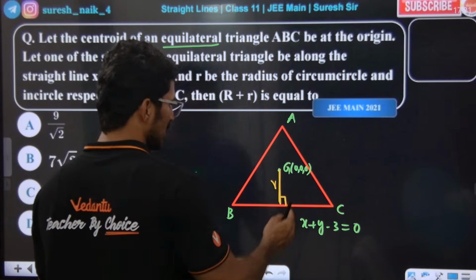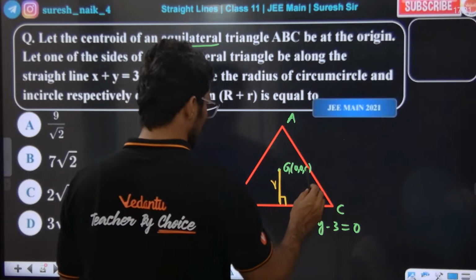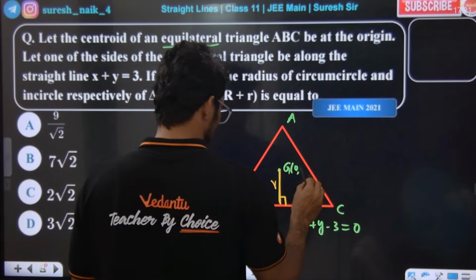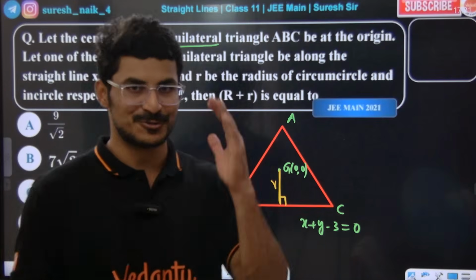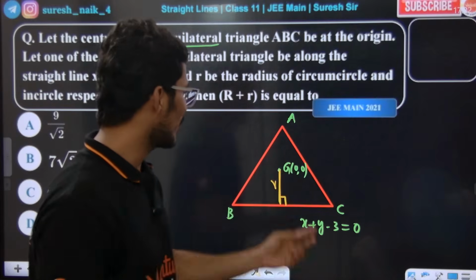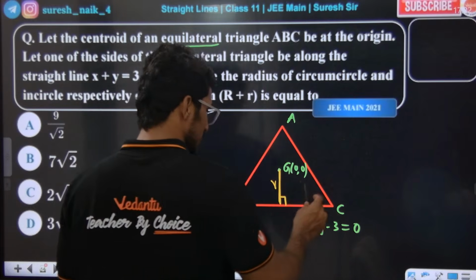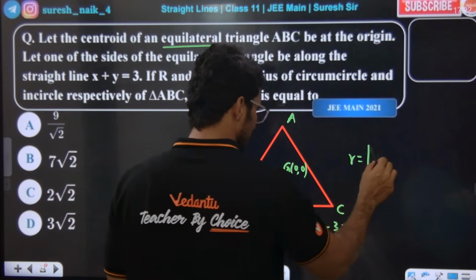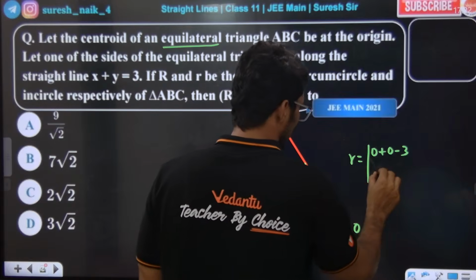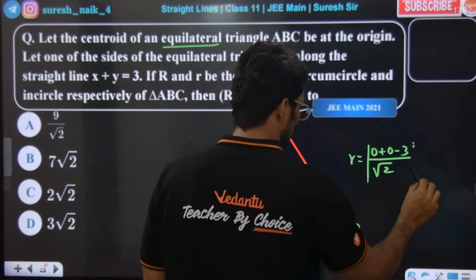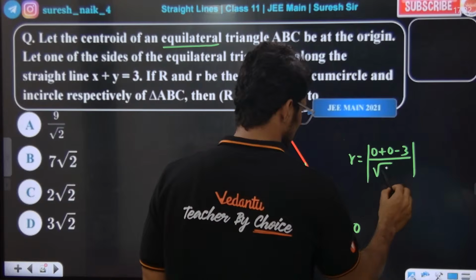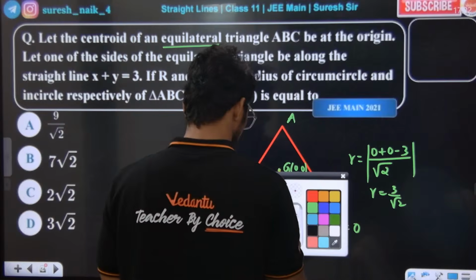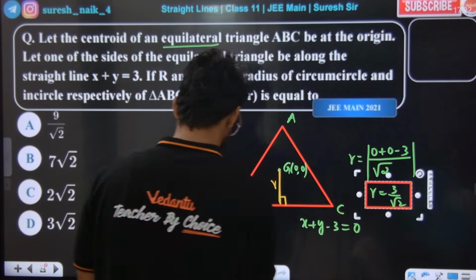The origin we need to put over here. Guys, this is 2D, right? 2D geometry. Why am I writing 0, 0, 0? I wrote it by mistake. Origin is the centroid. For small r, it is the perpendicular distance. Using the perpendicular distance formula, 0, 0 substituted, divided by square root of 2. So r is equal to 3 by root 2.